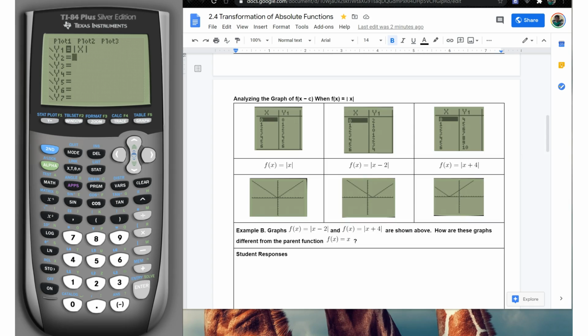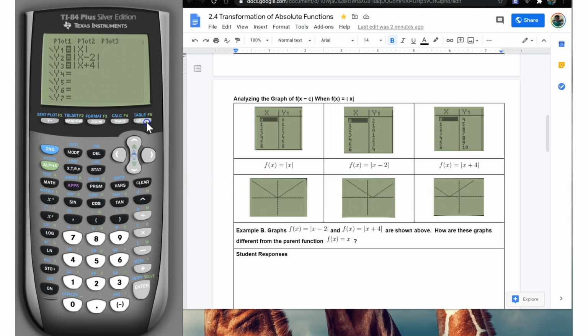So now we're going to see what happens if we add a number to the x in the absolute value. So here's a parent function. Now we're going to go ahead and subtract 2 units from the x, and then we are going to add 4 units to x, and we're going to see what's going to happen to the graph. And what I need you to do is, once you look at the graphs, and they're shown here, I want you to see what's happening, okay?